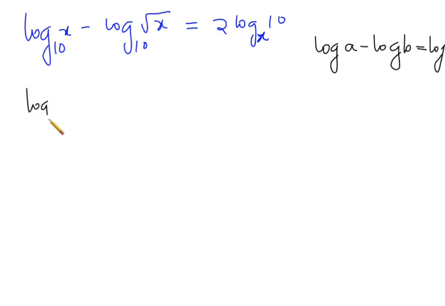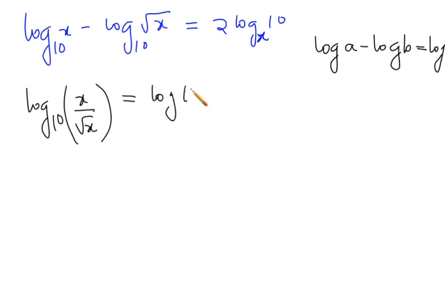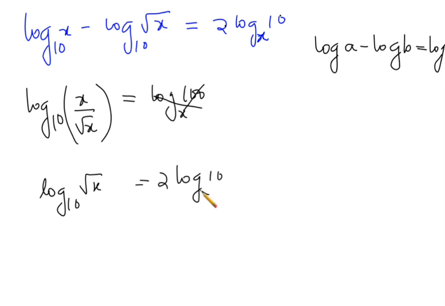Log of x upon root x to the base 10 is equal to log of 100. This 2 will go as the numerator to the base x. Okay, so this becomes log of root x to the base 10, which is equal to, okay, let's not do it this way, let's stick to the original thing, 2 log 10 to the base x. Now why did I do it that way? Because here also I have a log 10.